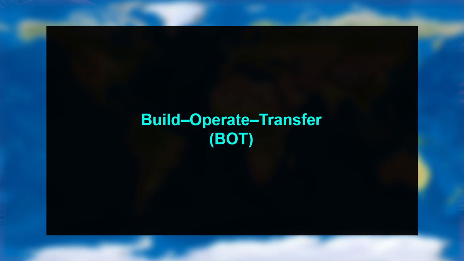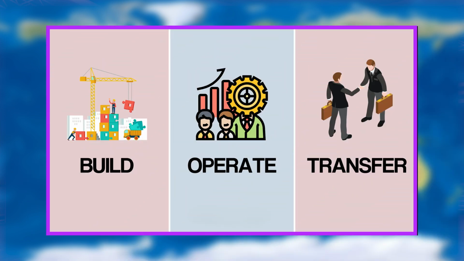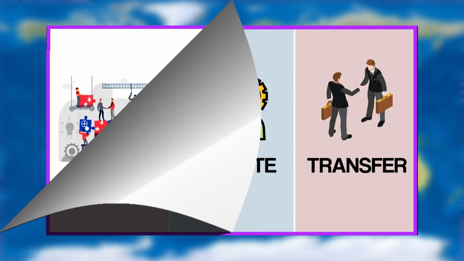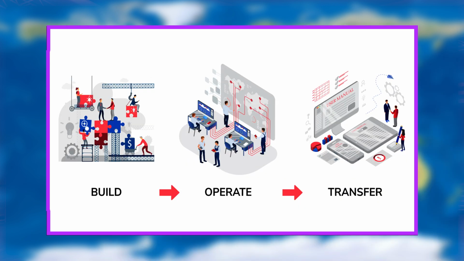Number 1, build, operate and transfer, which we call as BOT. B-O-T. Build, operate, transfer represents a complete integration of the project delivery. It follows a standard PPP paradigm where the private partner is in charge of designing, constructing, operating during the agreed upon period and handing back the facility to the public sector.